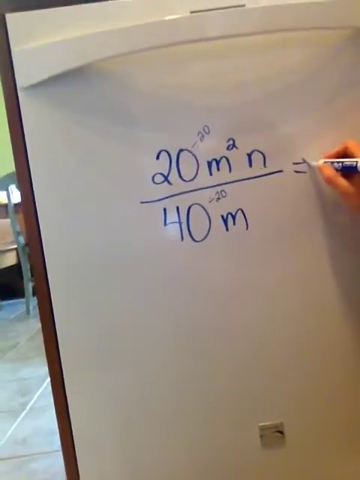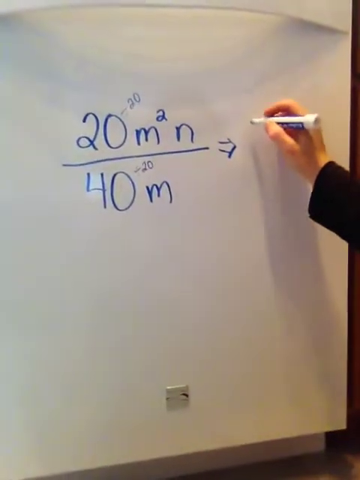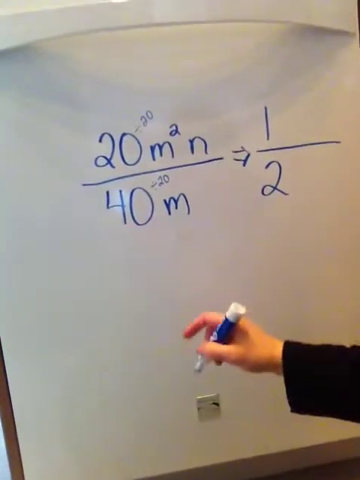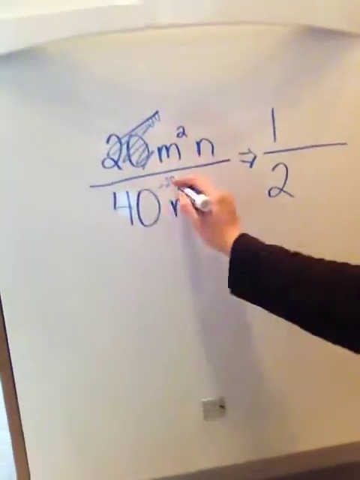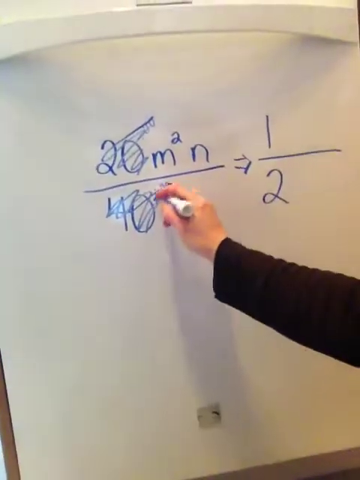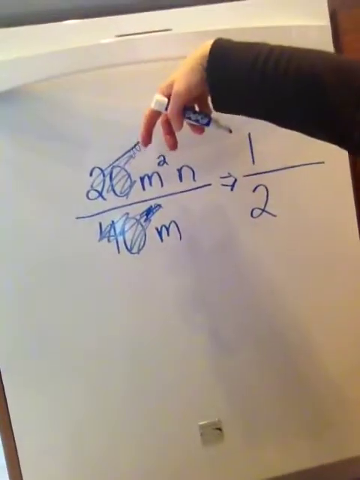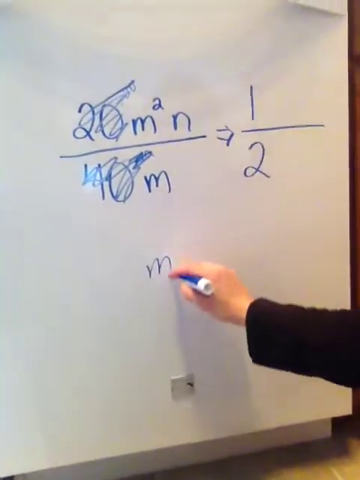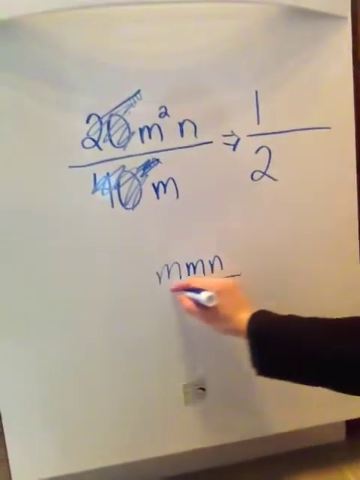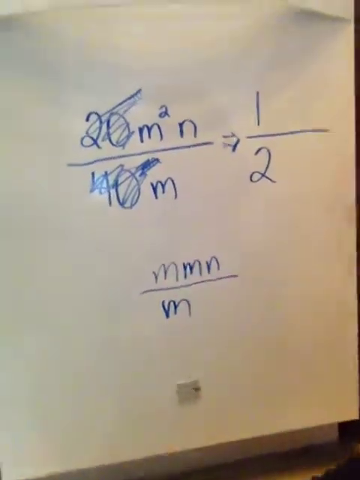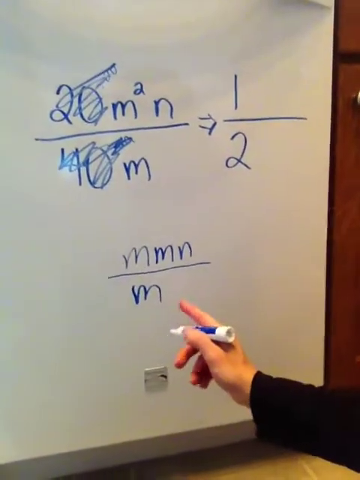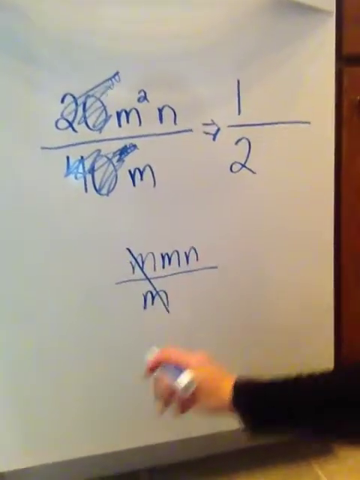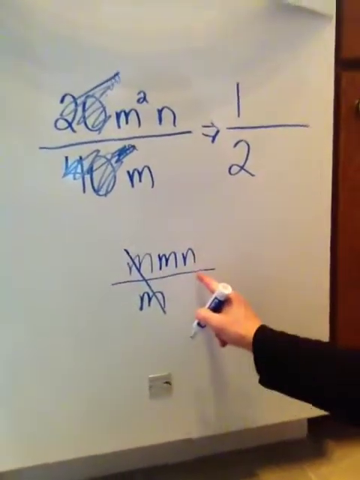That leaves me with 1 over 2, since 40 divided by 20 is 2. Okay, so I've done my coefficients. If you want, you can scribble that out so you know you've worked with it. Now I've got 2 m's upstairs and an n. Don't let this part confuse you. It's basically just saying m times m times n over m. That n can't be touched because there's not an n on the bottom. But those m's could cancel each other out. So this is what I'm left with, mn.